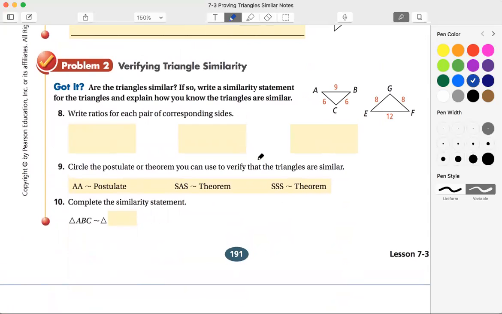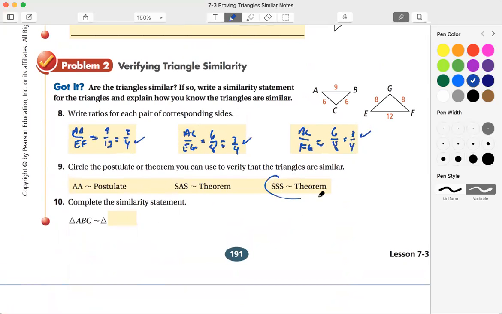Let's write the ratios of these sides. For the first one, AB to EF is 9 to 12, which equals 3/4. The next one, AC to EG, equals 6/8, which equals 3/4. And then BC over FG equals 6/8, which equals 3/4. All of these are the same. So I can use SSS similarity to prove triangle ABC is similar to triangle EFG.